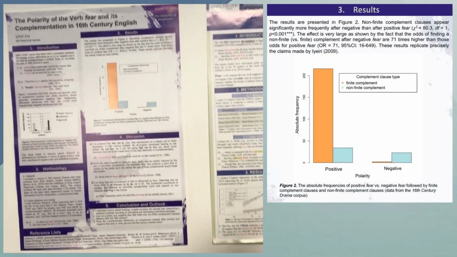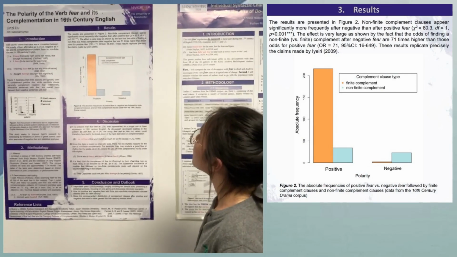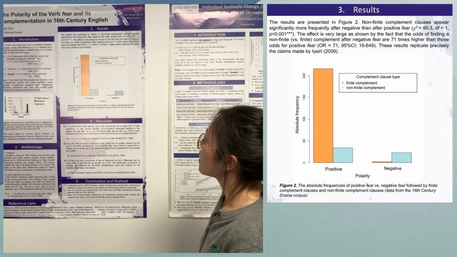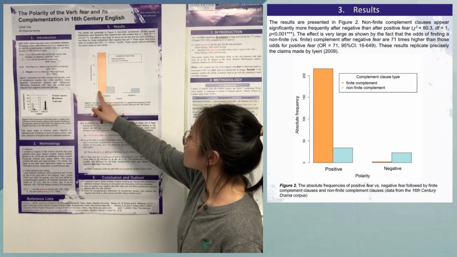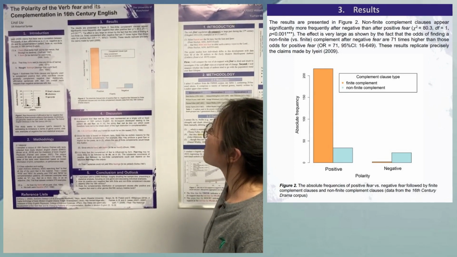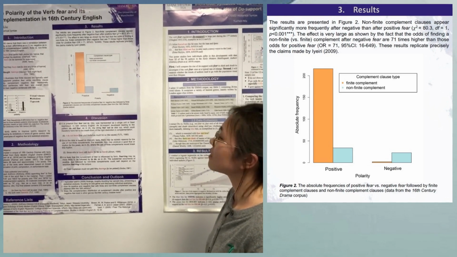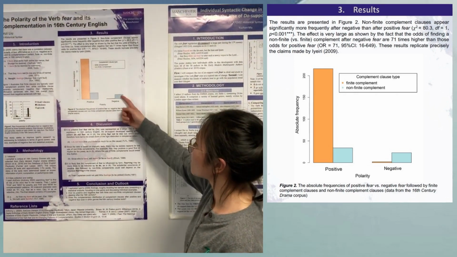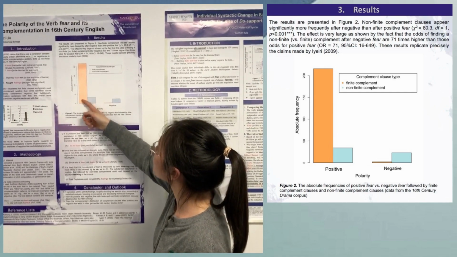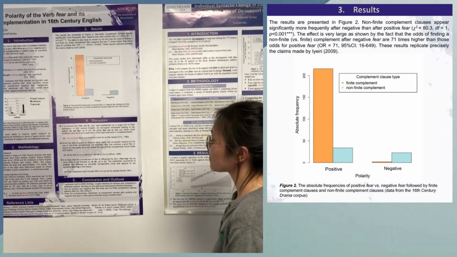The results are presented in figure 2. Non-finite complement shown in blue appears significantly more frequent after negative than after positive fear. And we can see the orange bar is taller than this blue bar, and this orange bar is shorter than this blue bar. And the effect is very large, as shown by the fact that the odds of finding a non-finite complement after negative fear are 17 times higher than after positive fear. So these results replicate precisely the claims made by Iyeiri.